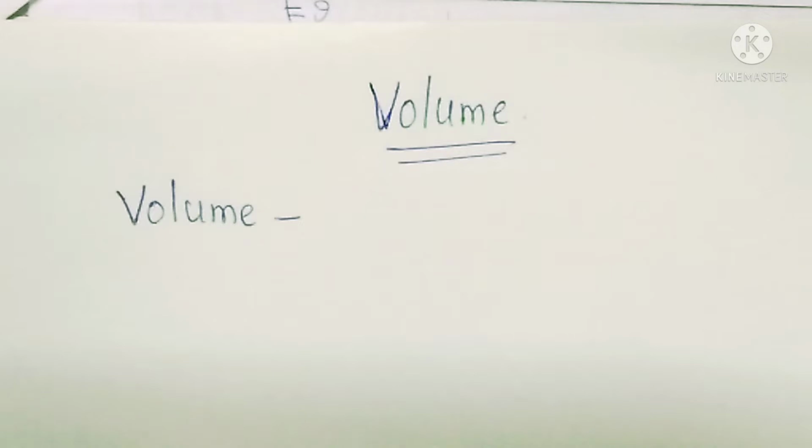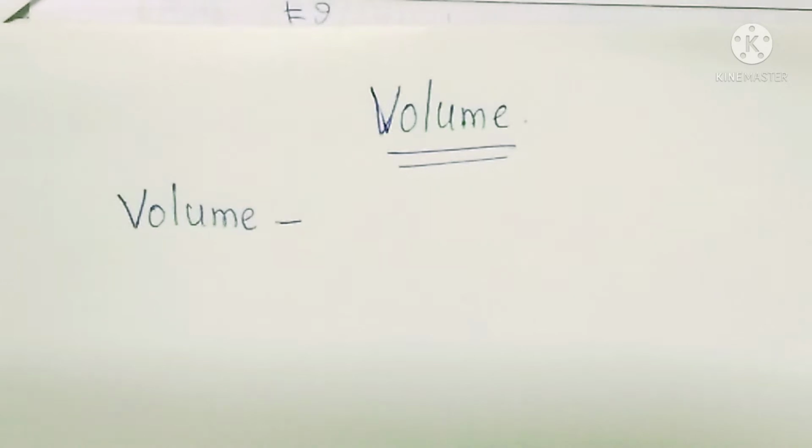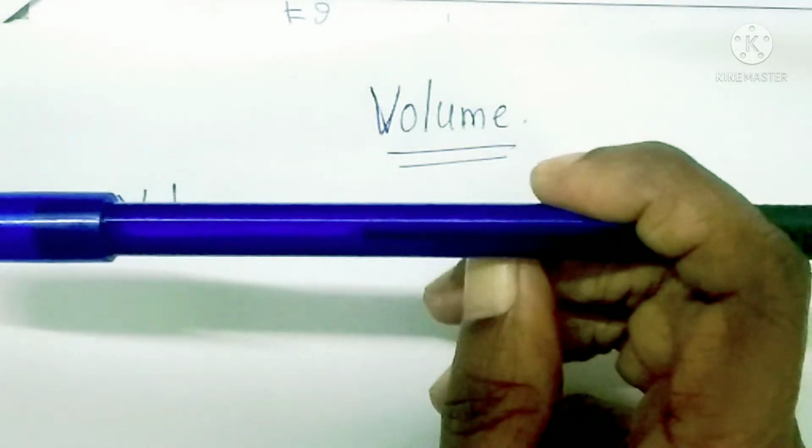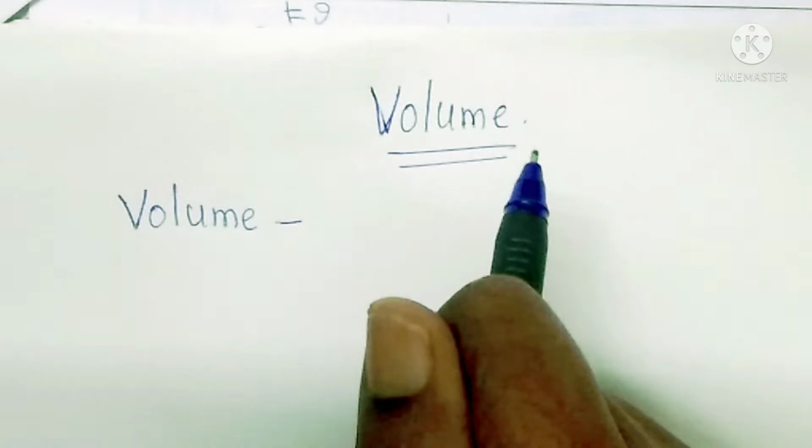Hello dear students. Today we are going to discuss one more concept, that is volume. Now what do you mean by volume? Volume is actually the amount of space occupied by any object. For example, when I keep this pen here, how much space is occupied by the pen? That is called its volume.